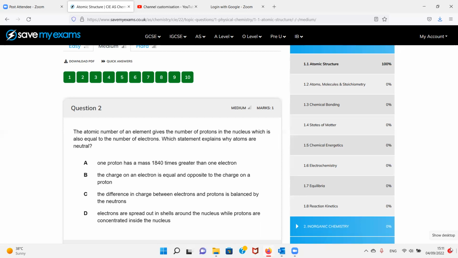And then the difference in charge between electrons and protons is balanced by neutrons. It's not correct. And electrons are spread out in shells around the nucleus, while protons are concentrated. Also, this is not correct.